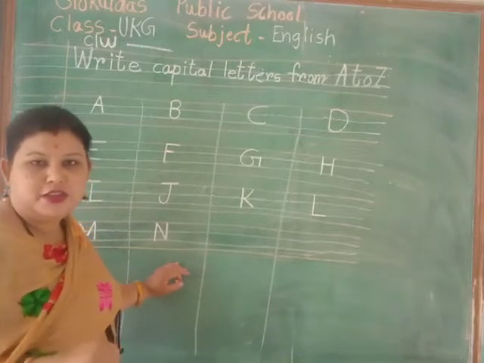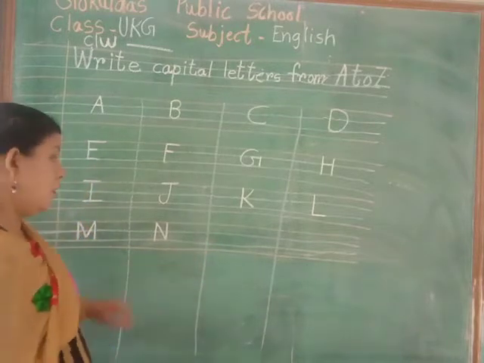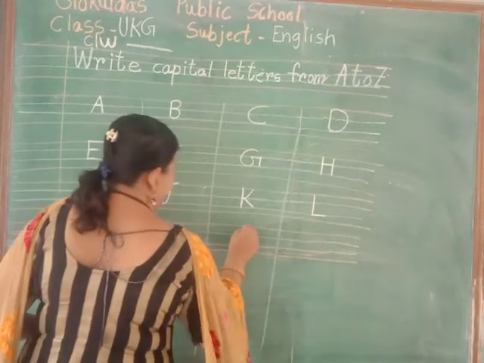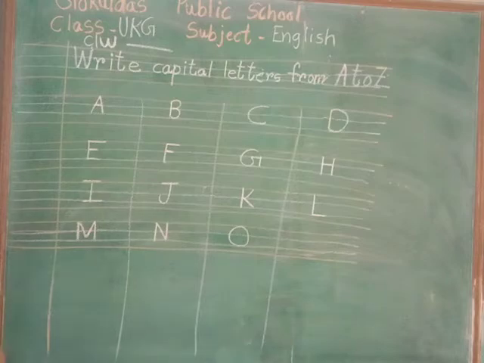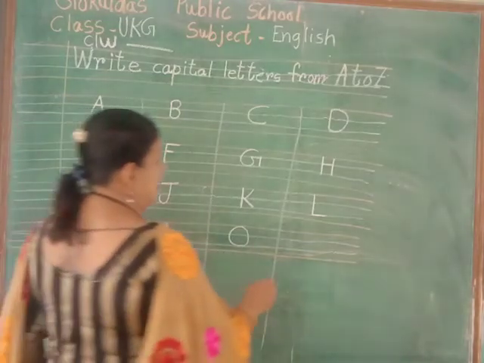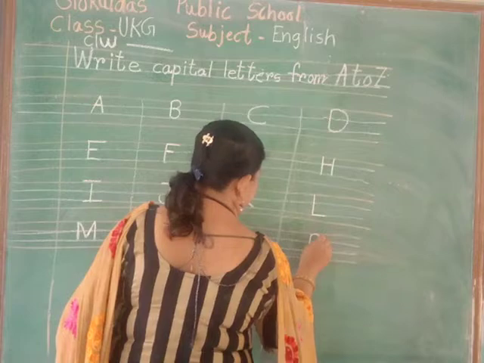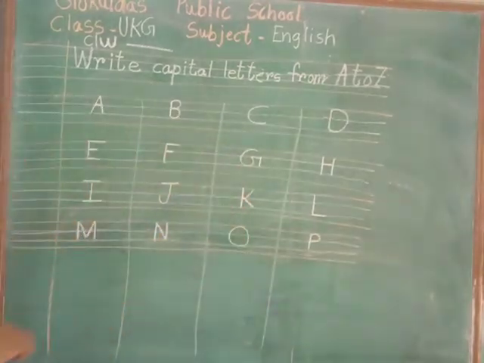Which letter will come here? O. Say and write. O. After O, which letter will come here? P. Which letter will come here? P. Now right here, P. Complete this.